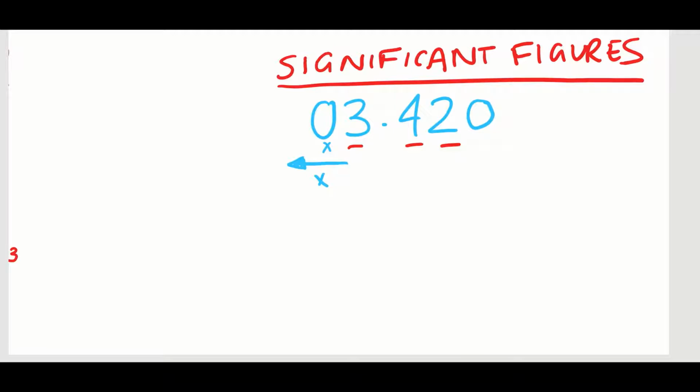So the rule is, we call them trailing zeros. Trailing means that they are zeros after the decimal point. So they do count. There are quite a few ins and outs, and that's where significant figures can get confusing.